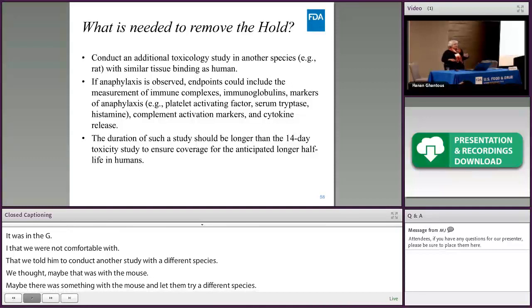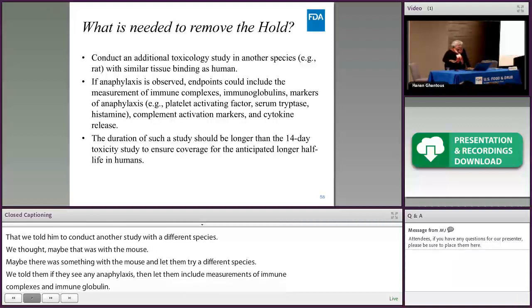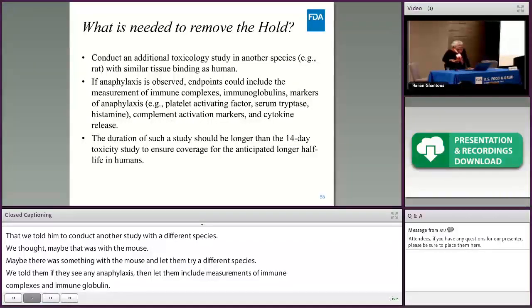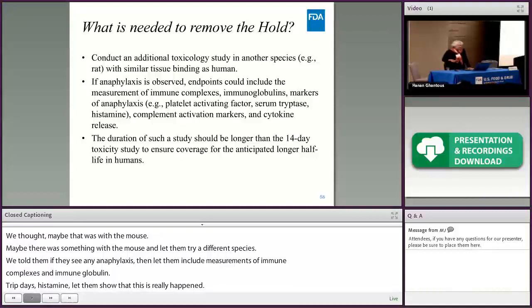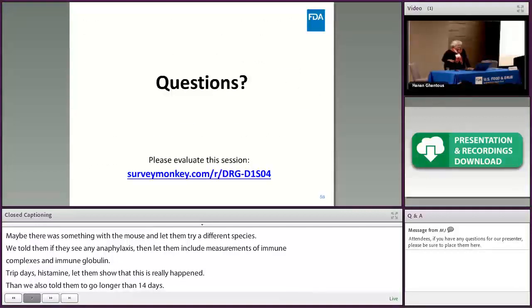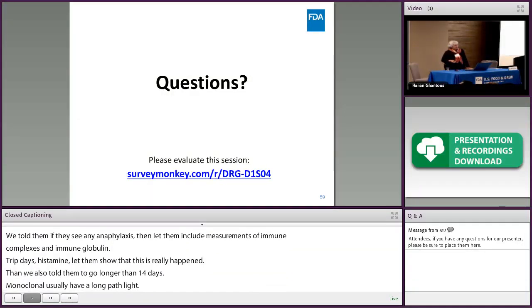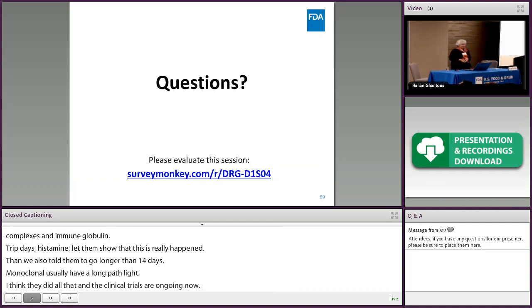And we told them if they see any anaphylaxis, then let them include measurements of immune complexes, immune globulin, serum tryptase, histamine, cytokine release. Let them show that this has really happened. And then we also told them to go longer than 14 days because this is a monoclonal, which usually has a long half-life. The 14 days wasn't long enough. And I think they did all that, and the clinical trials are ongoing now. And I think that's all I have.